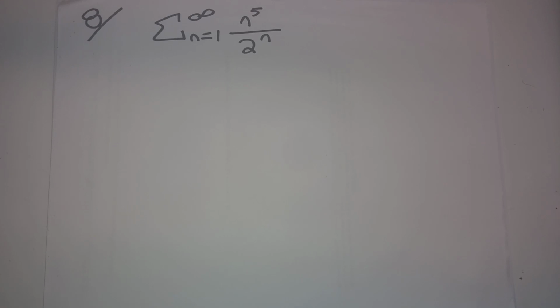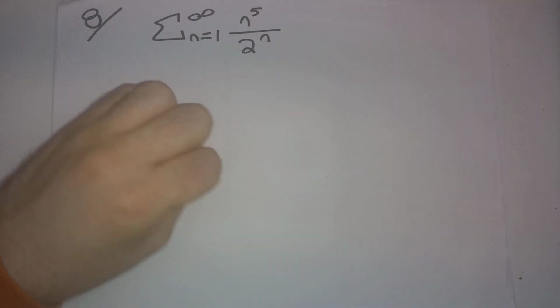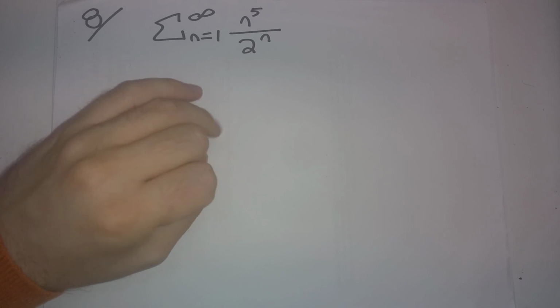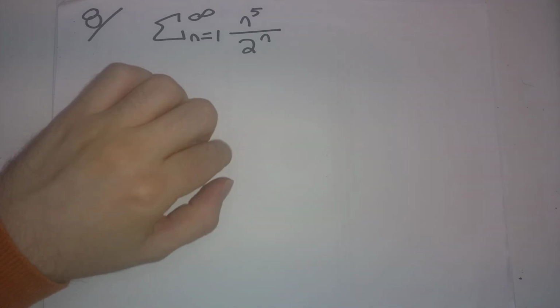Number 8, consider this series right here, the sum of n from 1 to infinity of n to the 5th divided by 2 to the n. Which of the following tests for convergence or divergence is appropriate for these series? So we're given 4 choices: the nth term divergence test, the ratio test, the root test, and the integral test.